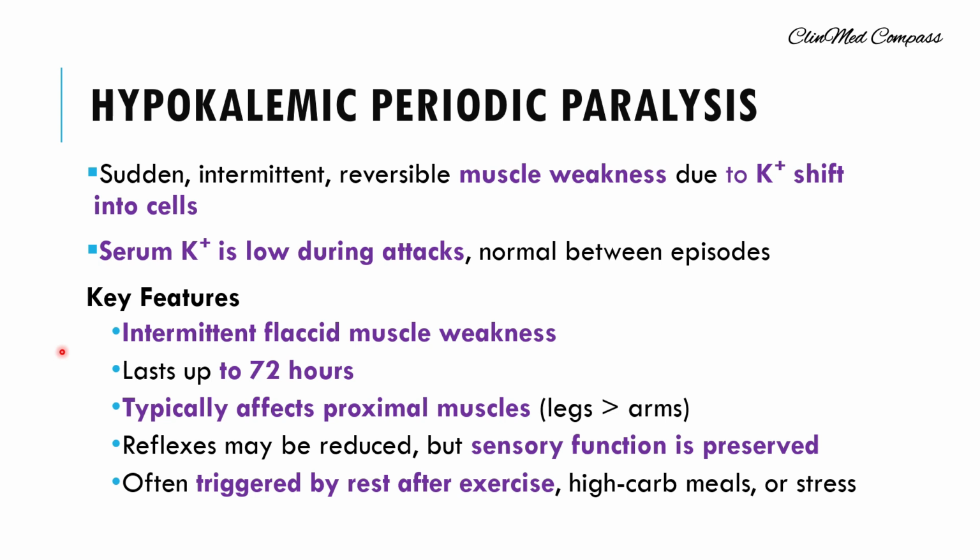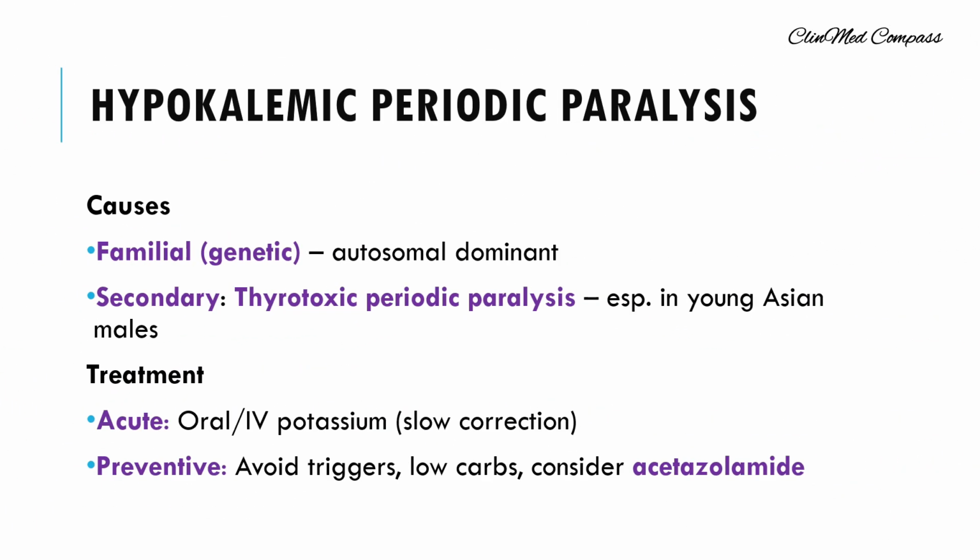It's often triggered by rest after exercise, high carb diets, or stress. Hypokalemic periodic paralysis could be genetic or secondary. Secondary, that's the thyrotoxic periodic paralysis. Treatment includes slow potassium replacement, oral or parenteral as the case may be. Prevent recurrence by avoiding triggers. Low carb diet and acetazolamide may help to prevent attacks.